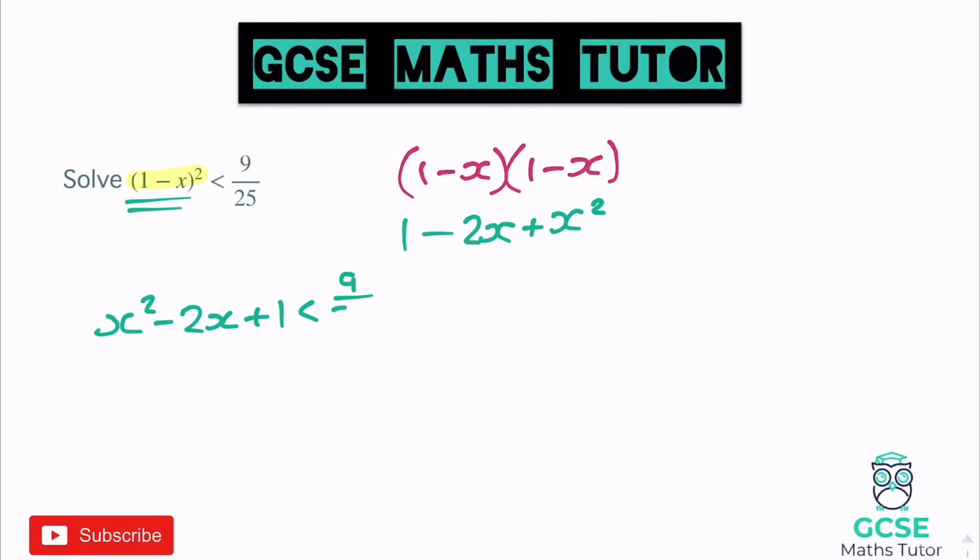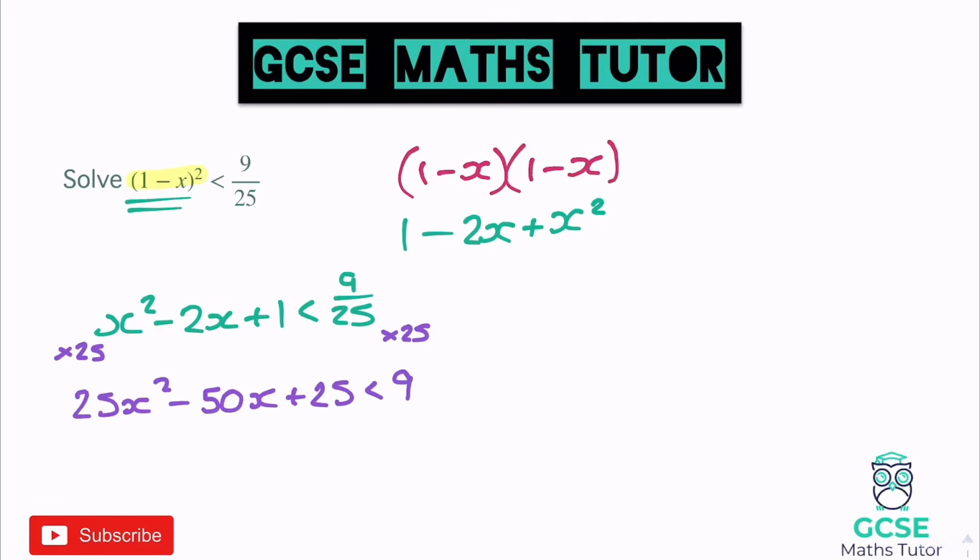Now what I'm going to do is I'm going to remove this fraction on the right. So I'm going to times both sides by 25. Okay, there are other ways of doing this question, but I'm just going to do this one particular way. So I'm going to remove the fraction, times them by 25. So if we times everything over here by 25, we get 25x squared minus 2 times 25 is 50, so 50x. 1 times 25 is 25, so plus 25, and that is now less than 9.